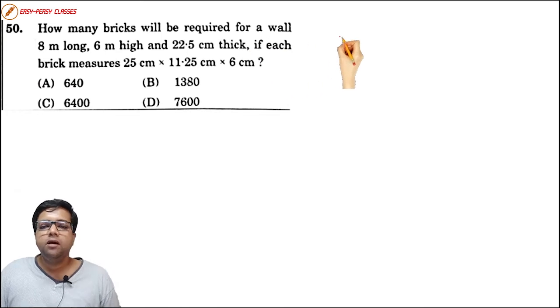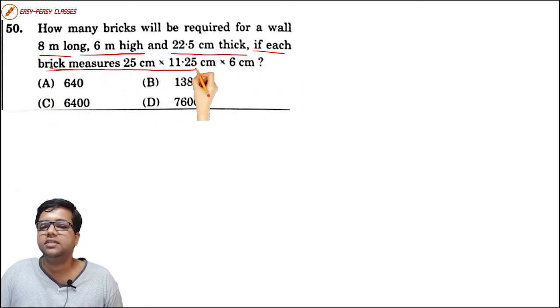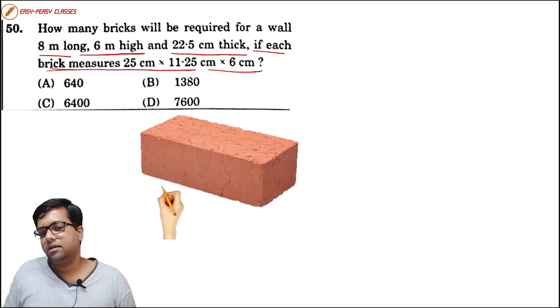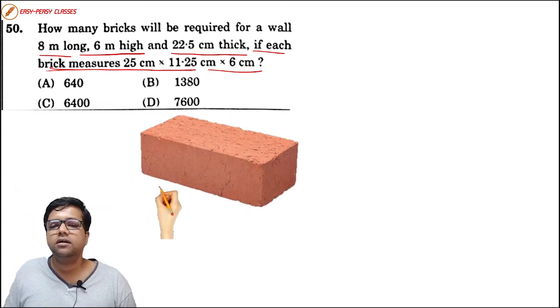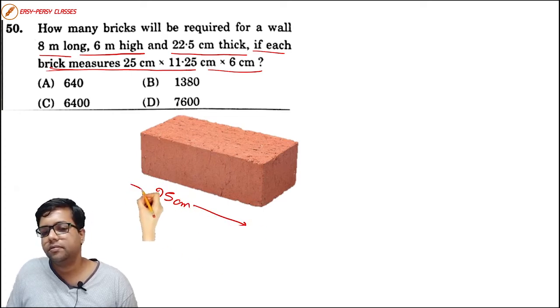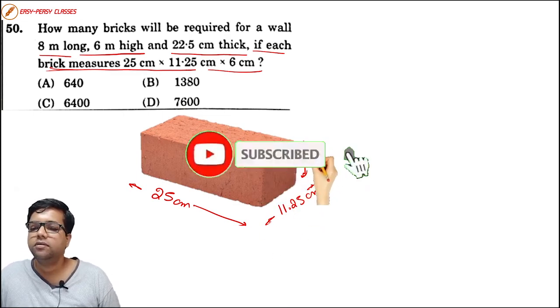Question number 50. How many bricks will be required for a wall of 8 meter long, 6 meter height and 22.5 centimeter thick if each brick measures 25 centimeter, 11.25 centimeter and 6 centimeter? So there is a brick which has a length of 25 centimeter, a width of 11.25 centimeter, and a height of 6 centimeter.